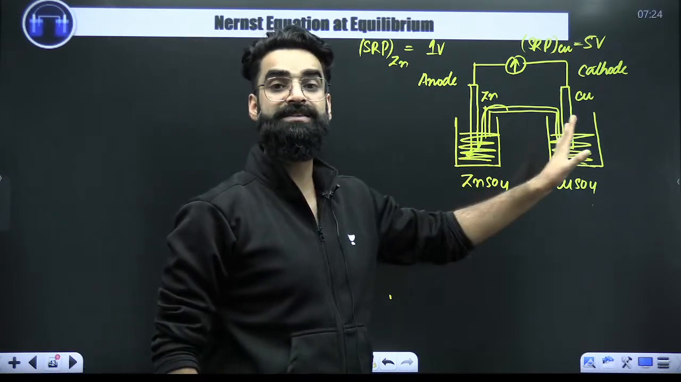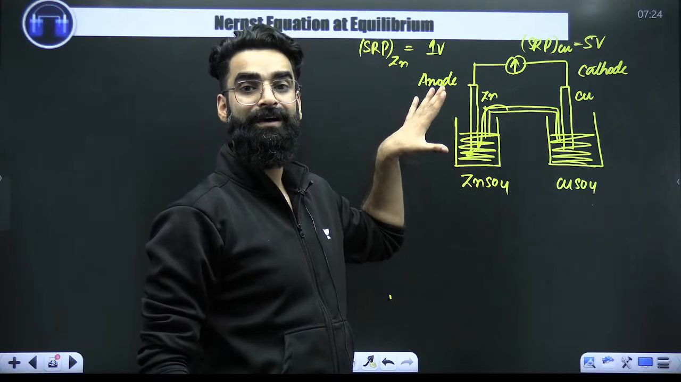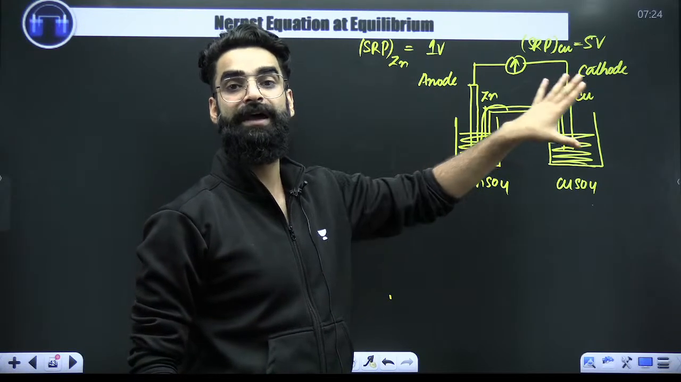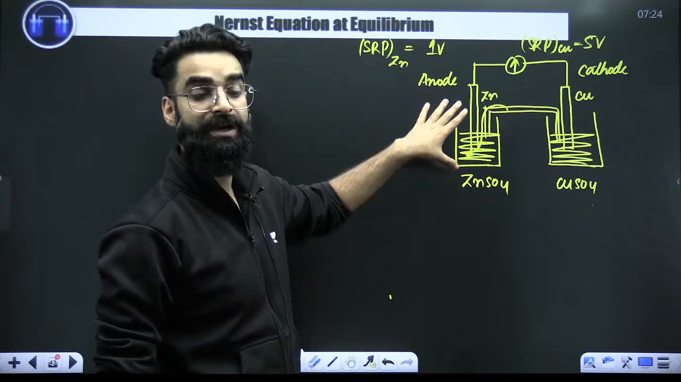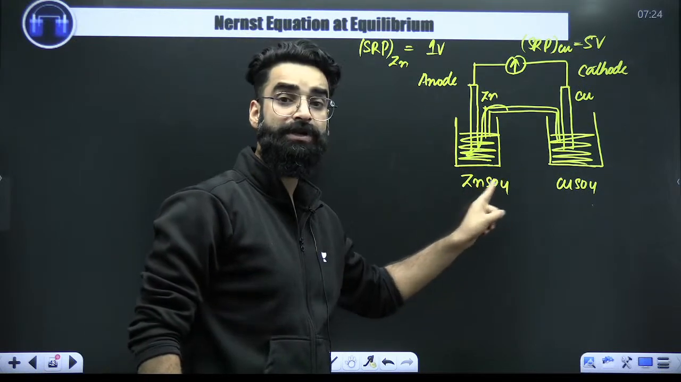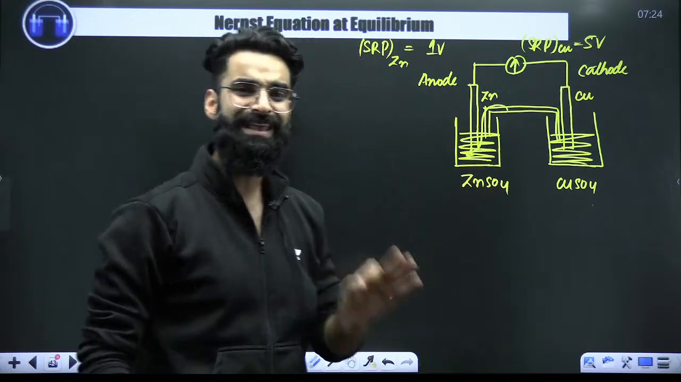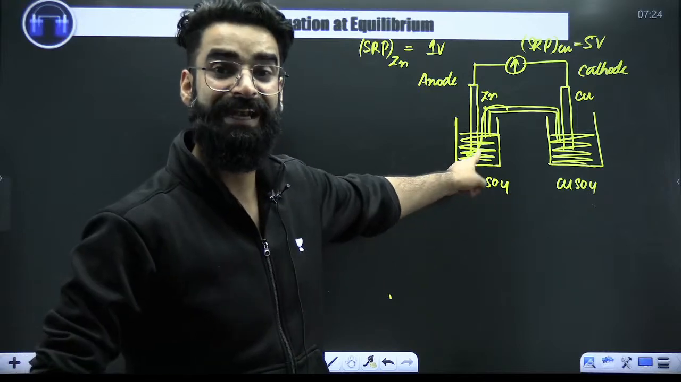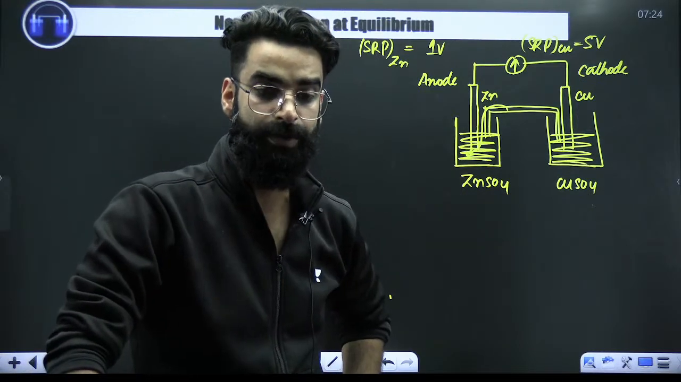So just tell me one thing. When the cell works, when the reactions take place at anode and cathode, due to the reaction at anode, what is happening to the concentration of zinc sulfate? Is the concentration of zinc sulfate in the left container increasing or decreasing? What do you think?